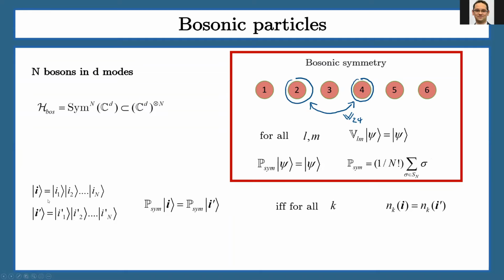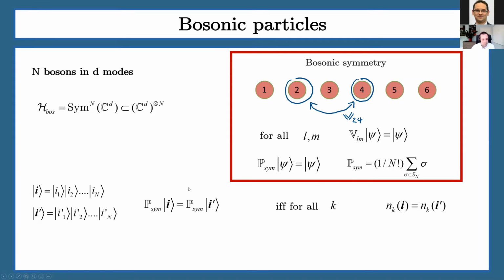And now, when you have two strings of symbols, I and I prime, it's easy to see that when you act with this projector on them, they would be the same if and only if, for every mode... So let me call a mode an internal state in this space, a label that I can have here. I have in total d possible labels that I call modes. For every mode k, the number of occurrences n_k of the mode k in the string I has to match the number of occurrences of the mode k in the string I prime.